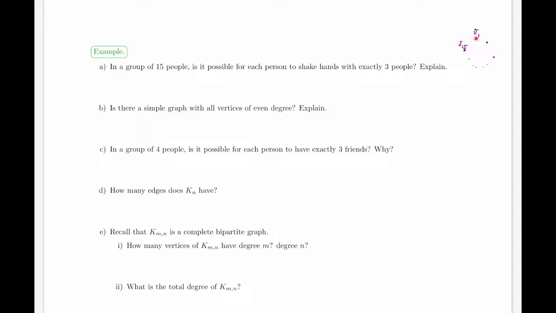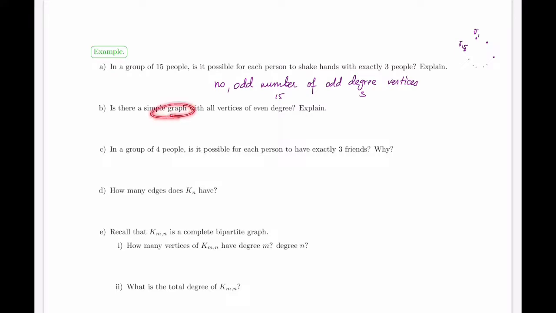But here, if every vertex is to have degree 3, it means there will be 15 vertices of degree 3, which means an odd number of vertices of odd degree, which is impossible. So no, this is not possible because there will be an odd number, specifically 15, of odd degree vertices. And again, the odd degree here is 3.